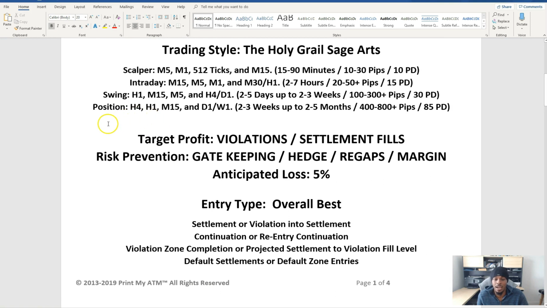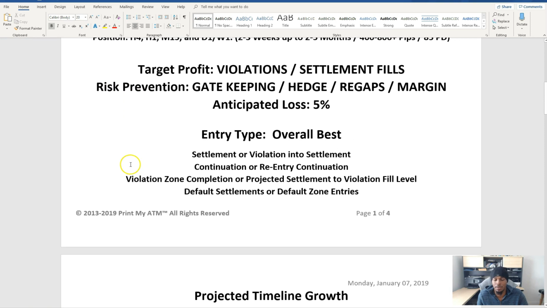So risk prevention, guys, is how I'm protecting the trading balance or trading account against me, okay? Things that I use are a gatekeeping process, hedging, a regapping technique, and also leveling out margin. So anticipated loss is anything that I would actually want to lose at any given point. So if I have to leave early, or if I need to de-escalate a hedge, I'll walk away with just losing 5% on that region.